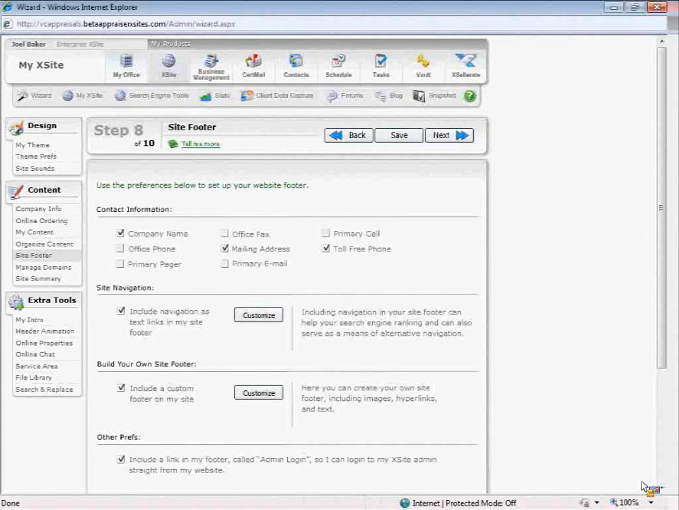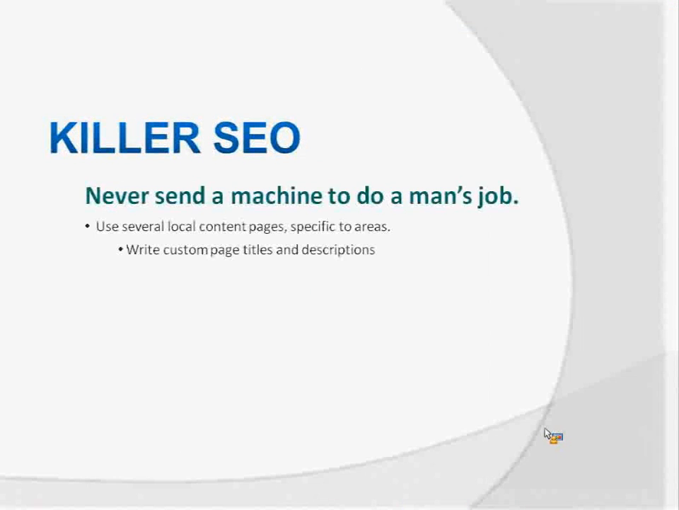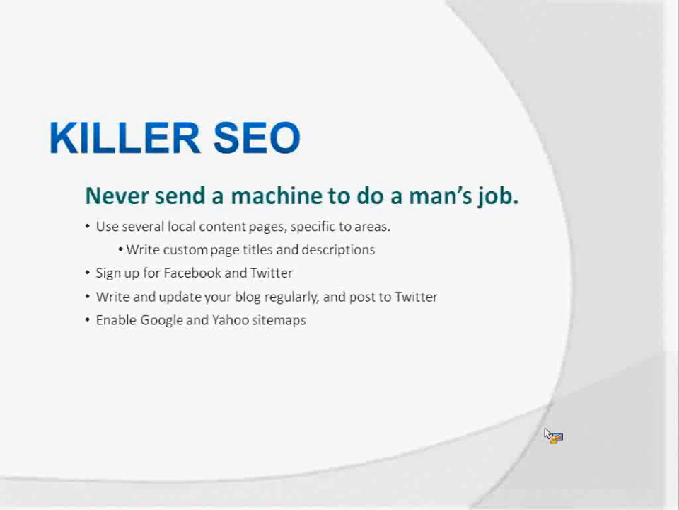My penultimate slide here is a little bit about SEO. It'll be old hat for those of you who were here yesterday. Use local content pages specific to your areas, right? Dedicated pages, dedicated to particular areas, and write the custom page titles and descriptions. Remember we talked about your tags yesterday. Got to write a good page title and description dedicated to the keywords for that particular page. Facebook and Twitter again. Use your blog regularly. It's good for SEO.